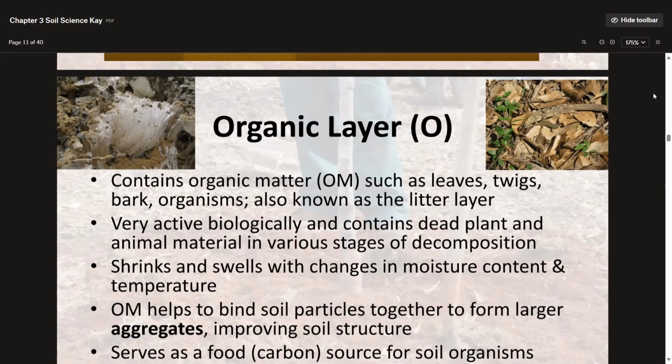That is your organic matter layer. And it has things in it in the O layer like leaves, twigs, bark, organisms. It's also known as the litter layer or the organic layer. It's very active biologically. It contains dead plant and animal material in various stages of decomposition. If you've been playing in the dirt, you know exactly what's in that stuff.